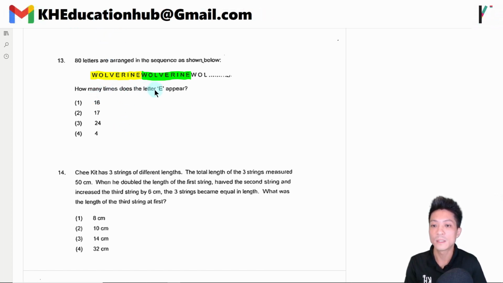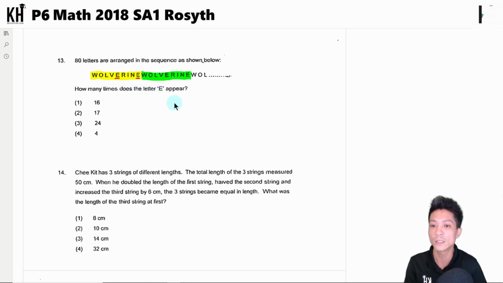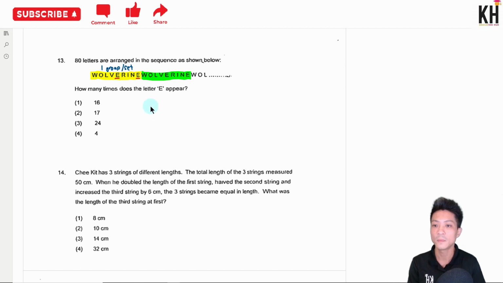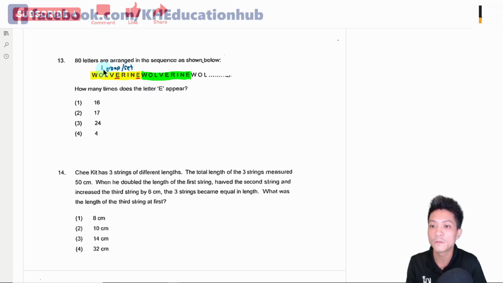How many times does the letter E appear? In each group, Wolverine is considered one group, there is 1 and 2, that's 2 E's. So the first thing we need to do is find out how many groups there are. We consider this as one group, or one set. Some of your schools use set. How many alphabets are there in Wolverine? 1, 2, 3, 4, 5, 6, 7, 8, 9.